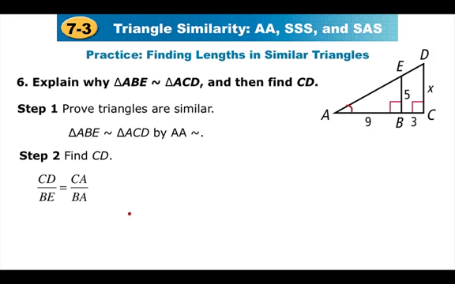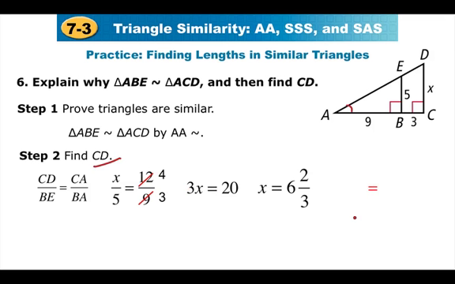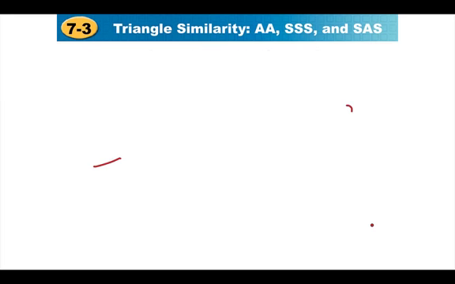So now what I'm going to do is substitute. Before I actually cross multiply, I am going to simplify, and this is what I get. Now I cross multiply, solve for x, and then at the end I need to solve for CD, which is just basically this. And I'm done with number 6. Next slide.